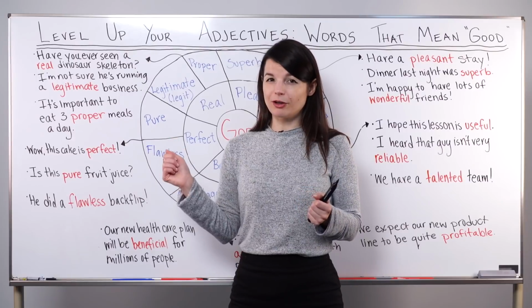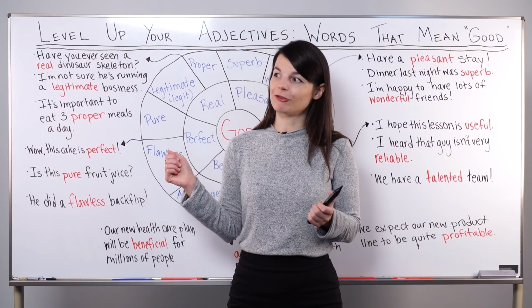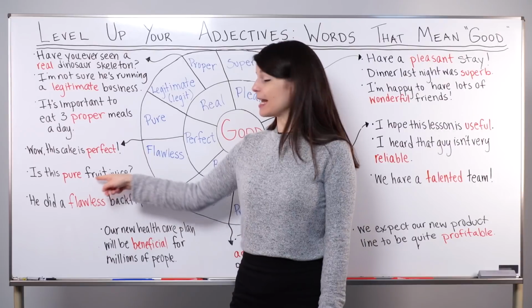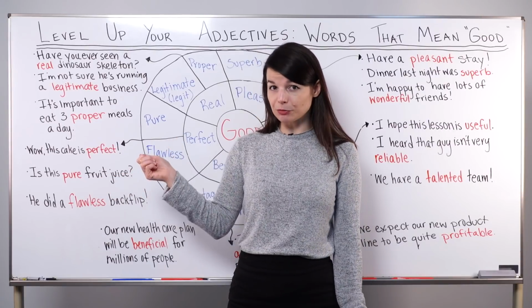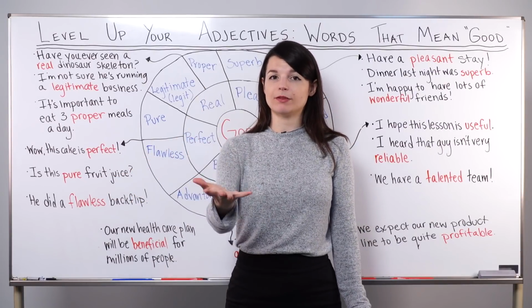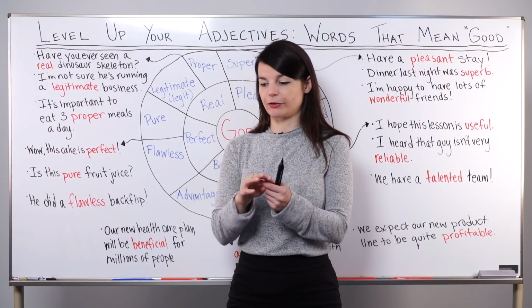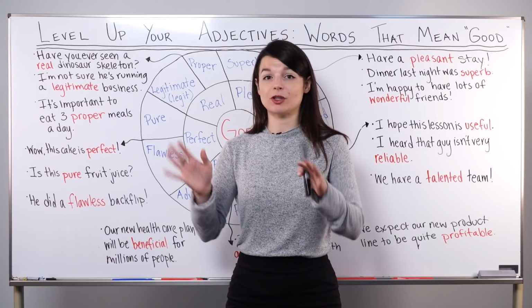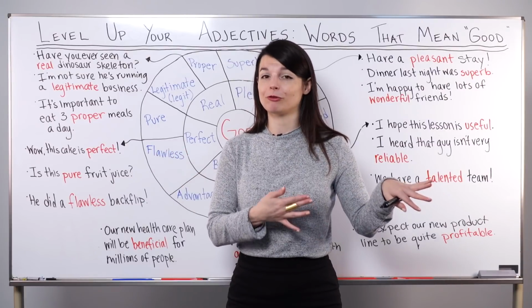Okay, the second example sentence is a question, actually. Is this pure fruit juice? So this means, is this 100% fruit juice? Is this natural, 100% natural fruit juice? So maybe you've seen at supermarkets, sometimes there's fruit juice that's like 20% fruit juice or 30% fruit juice. So that's not pure fruit juice.